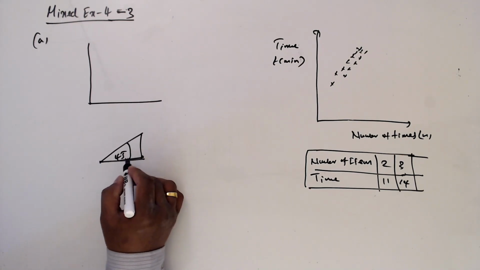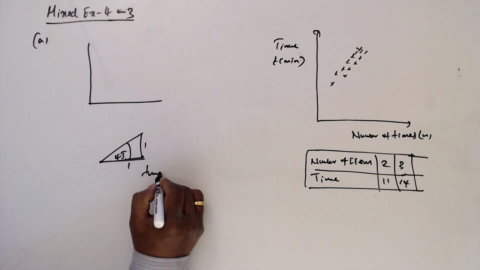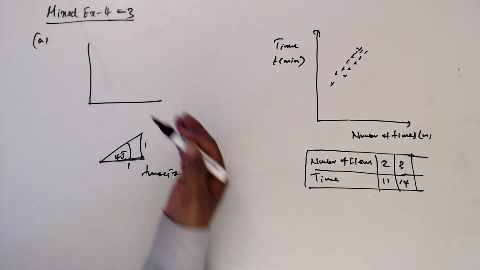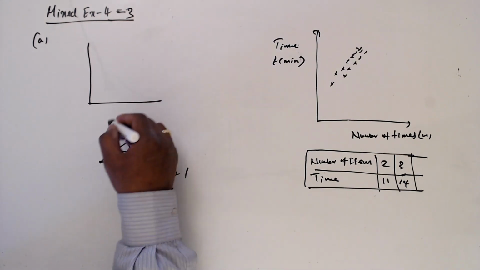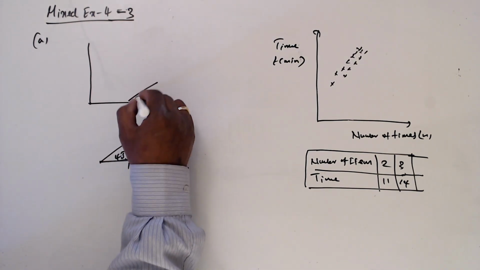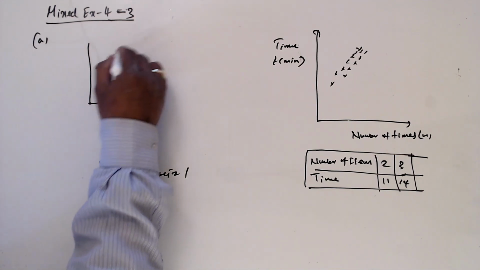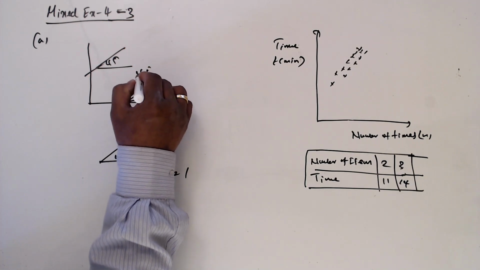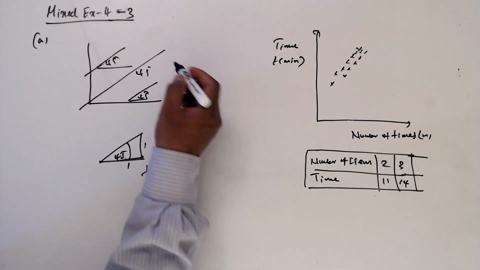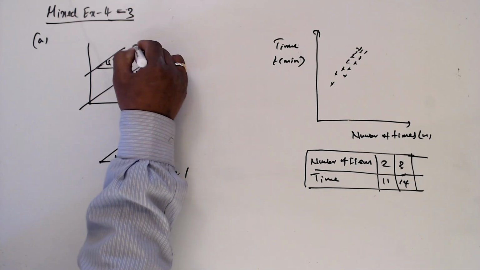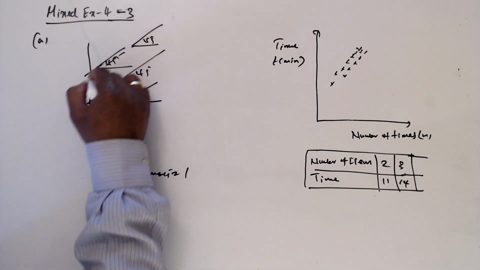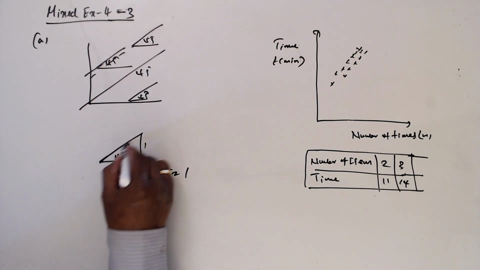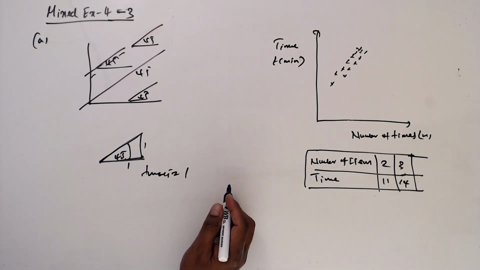Tan 45 is 1. So gradient is 1. Basically, if gradient is 1, it's strong. So this gradient of 1 can be here, still 45, or somewhere here, 45. It goes through the zero sometimes, sometimes it may be here, 45. Likewise it can be any place, but see whether the gradient is 45, then it's a strong correlation.